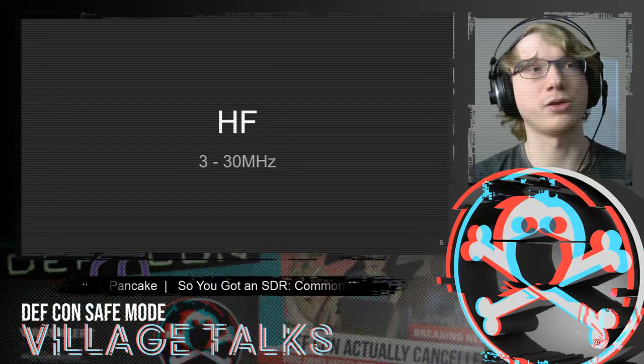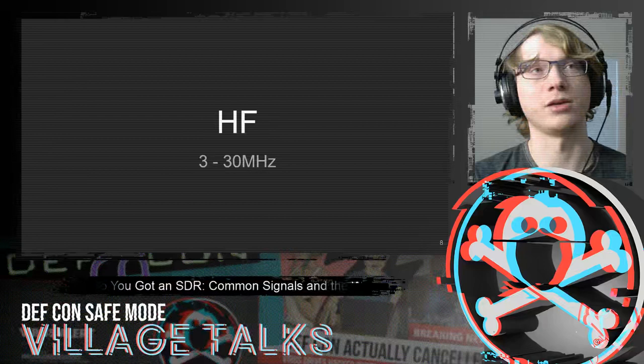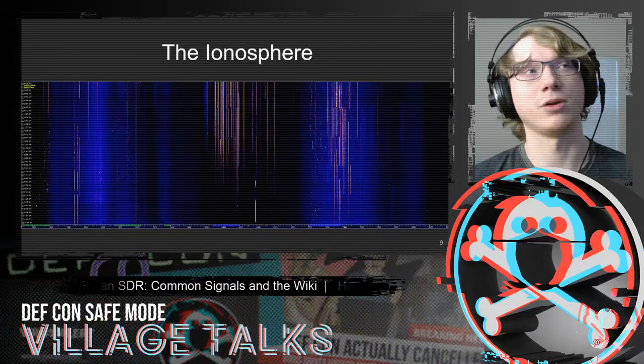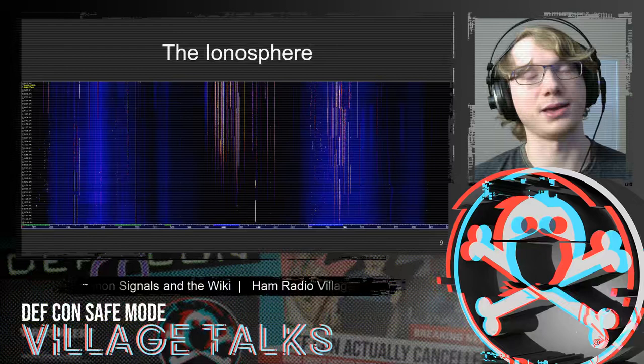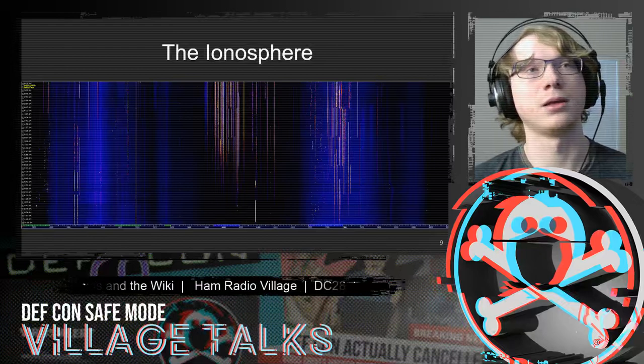So now we're entering HF. HF is 3 to 30 megahertz. And the important thing about HF is that HF is completely affected by the ionosphere. And the ionosphere, if you're unaware, bounces signals all across the planet. On a good day, you can actually get a signal across most of the planet.